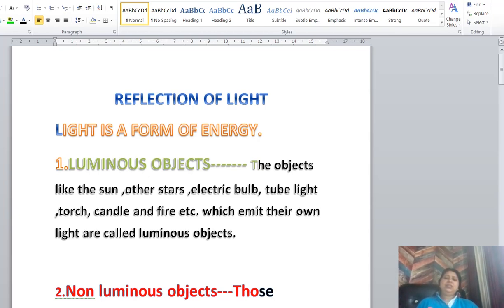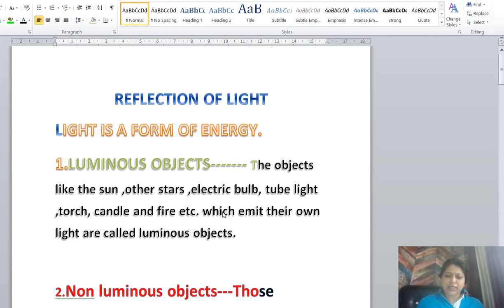So, we define objects in two categories. First, luminous objects, and second, non-luminous objects. First, what is a luminous object? Objects like the sun, other stars, electric bulb, tube light, torch, candle and fire, which emit their own light, are called luminous objects. इन्हें हमने luminous object कहा है.